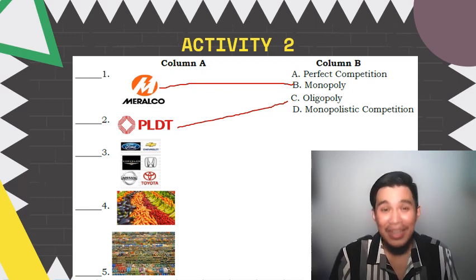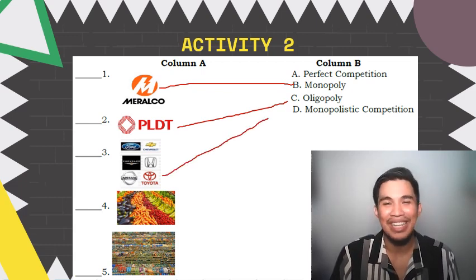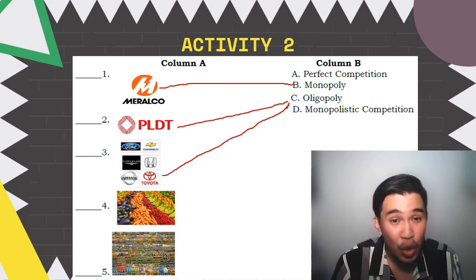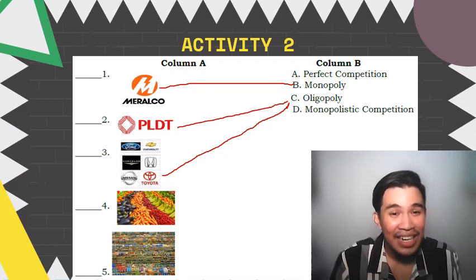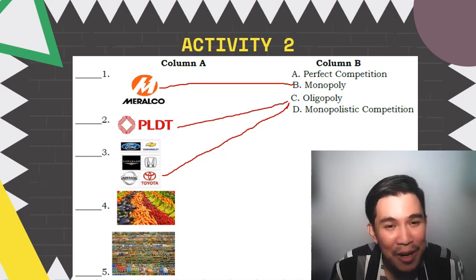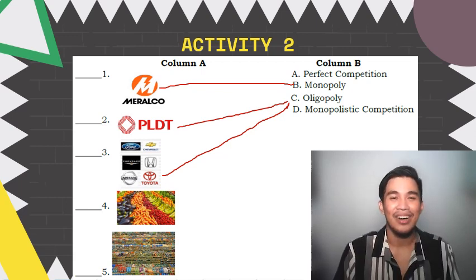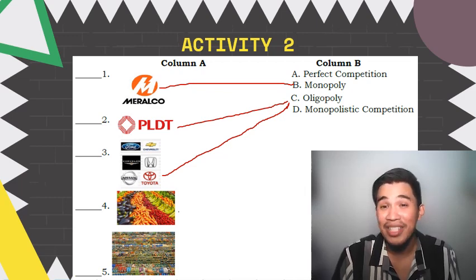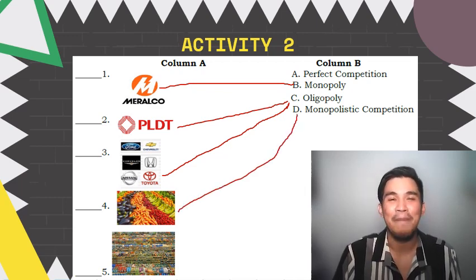Okay, they belong to oligopoly. Very good. How about this? O mga gulay, talong, carrots, ano ba ito? Mga kamatis. Very obvious. This can be found in the wet market. So this belongs to monopolistic competition.